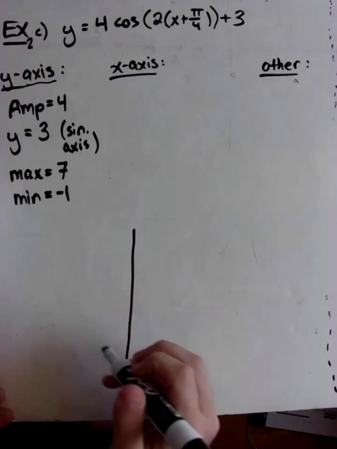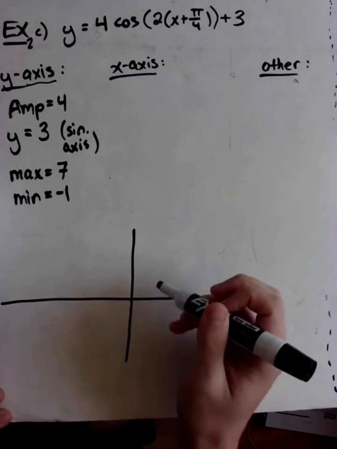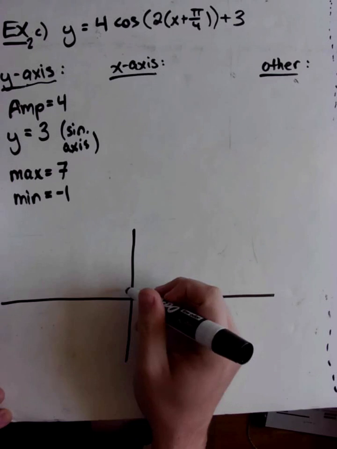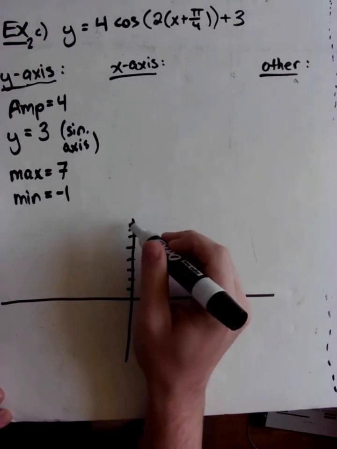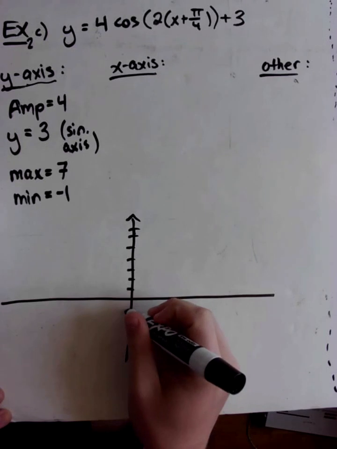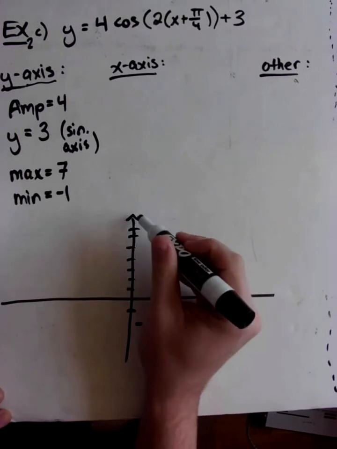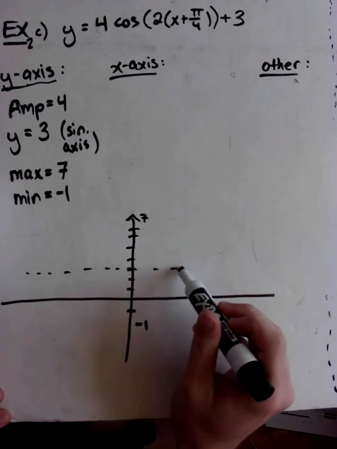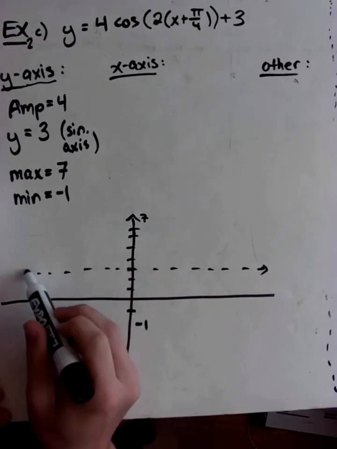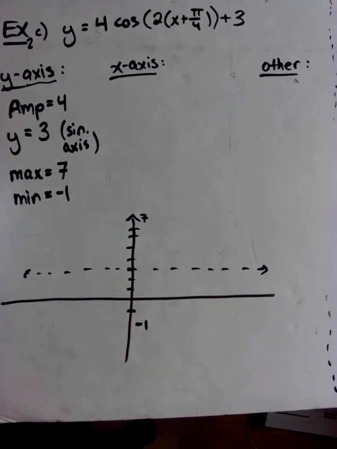So now on my graph, I have a max at 1, 2, 3, 4, 5, 6, 7. Just extend that graph a little. And then we have the minimum at negative 1. So negative 1 and 7 I'm going to label, and I'm just going to put a dotted line at the sinusoidal axis. Okay, it gives me that midpoint.